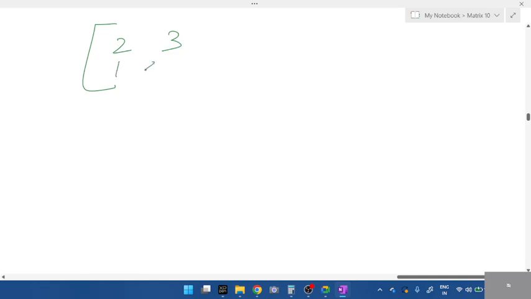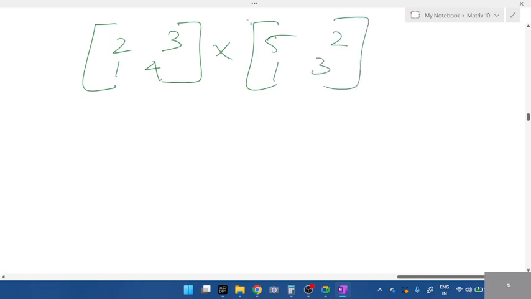2, 3, 1, 4. This is A. Multiplied by matrix B, 5, 2, 1, 3. All of you try this. Multiply. Take the first row, first column. I'll write the formula here. R1, C1, R1, C2. Or go through this formula. R2, C1, R2, C2. Complete it.